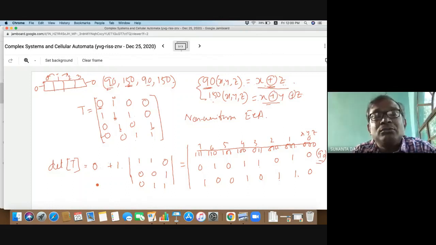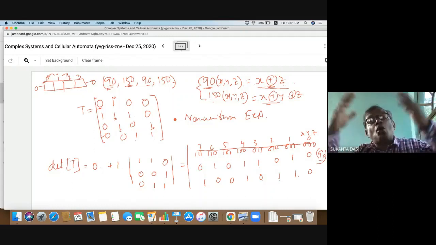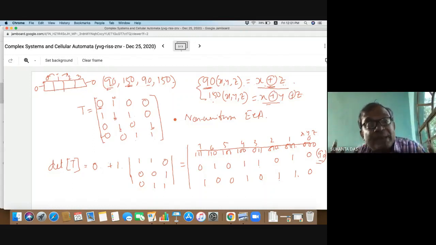So now you can see that using the T matrix, you can get the next configuration. Here we are considering the configuration as a column vector. If you multiply this with a column vector, you will get another column vector, which is the next configuration of the previous one. So the T matrix is actually an operator, a generator that generates all the configurations, the configuration space of the linear CA.